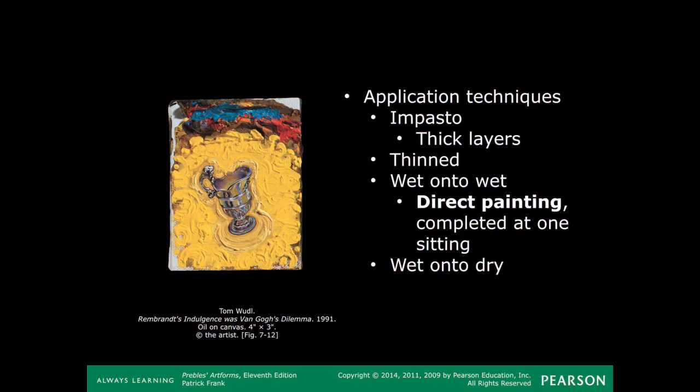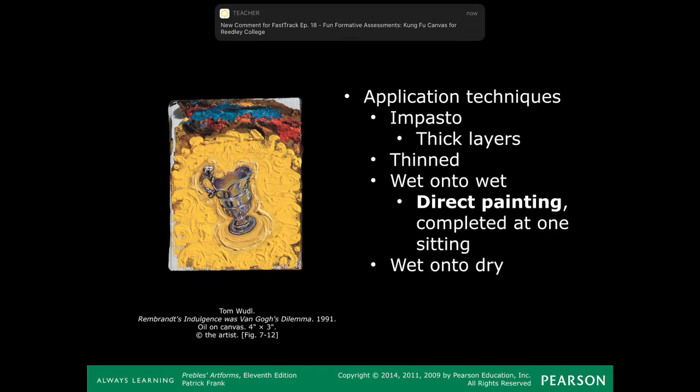When it comes to oil painting, they can also use an impasto technique. In other words, using thick layers. And this is an example here. Tom Woodle, Rembrandt's Indulgence was Van Gogh's dilemma. So we have an interesting title here. Rembrandt is an artist known to be one of the master artists. And it seems like the artist is trying to play around with two styles of painting. One is more accurate, while the other is a little bit more on the expressive, the more impasto style of painting.